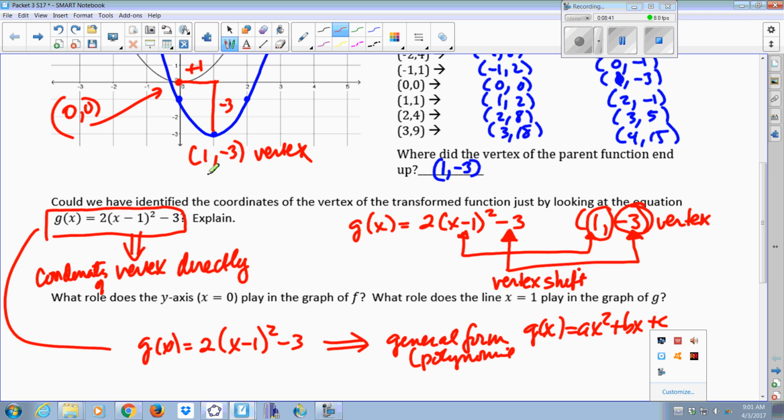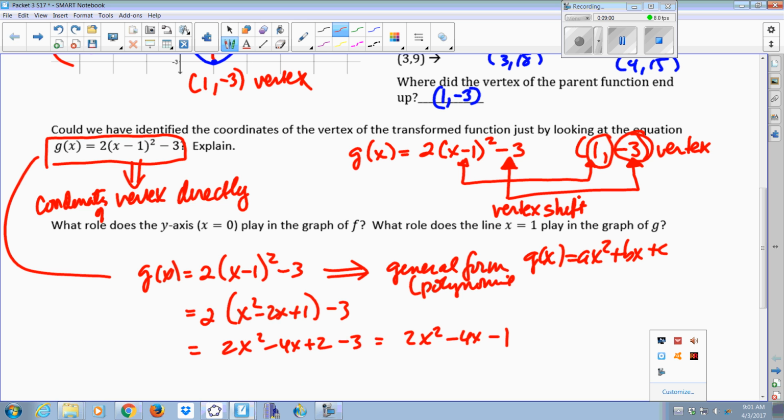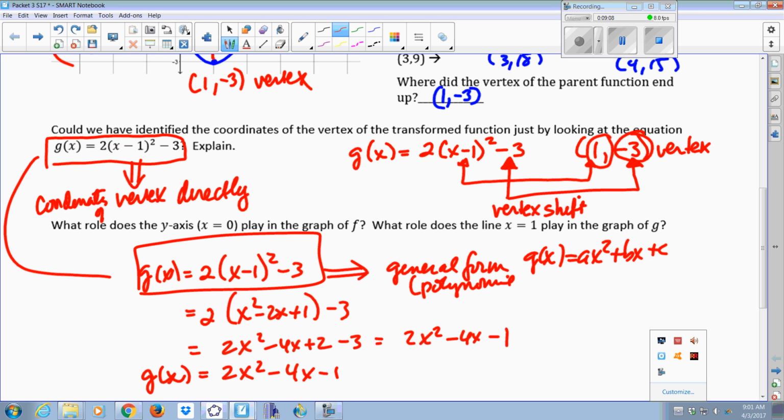So to do that, we have to square this, double it, and then subtract 3. So when I square x minus 1, I get x squared minus 2x plus 1. I double everything, 2x squared minus 4x plus 2, then take away the 3, 2x squared minus 4x minus 1. So this parabola could be given to us in 2 different forms. And you see that these 2 different forms give you very different information.